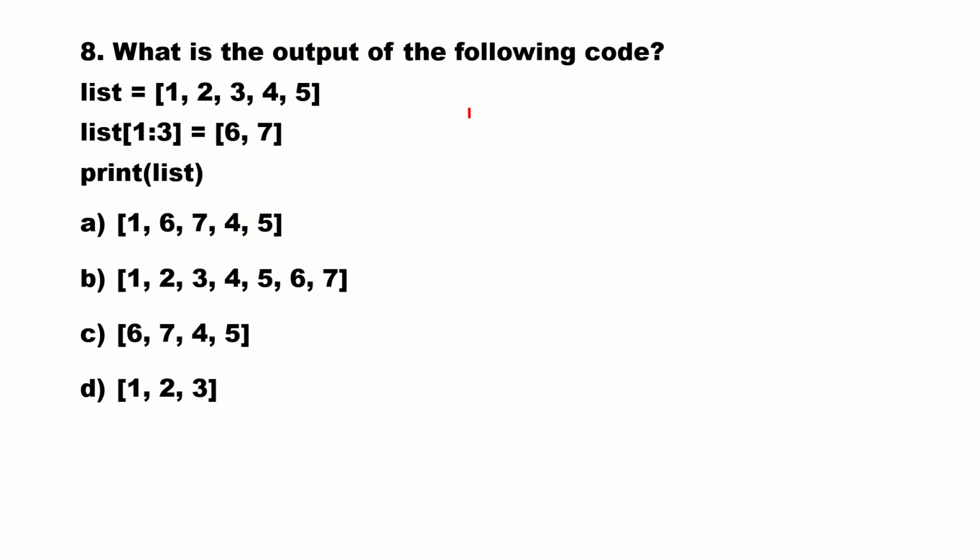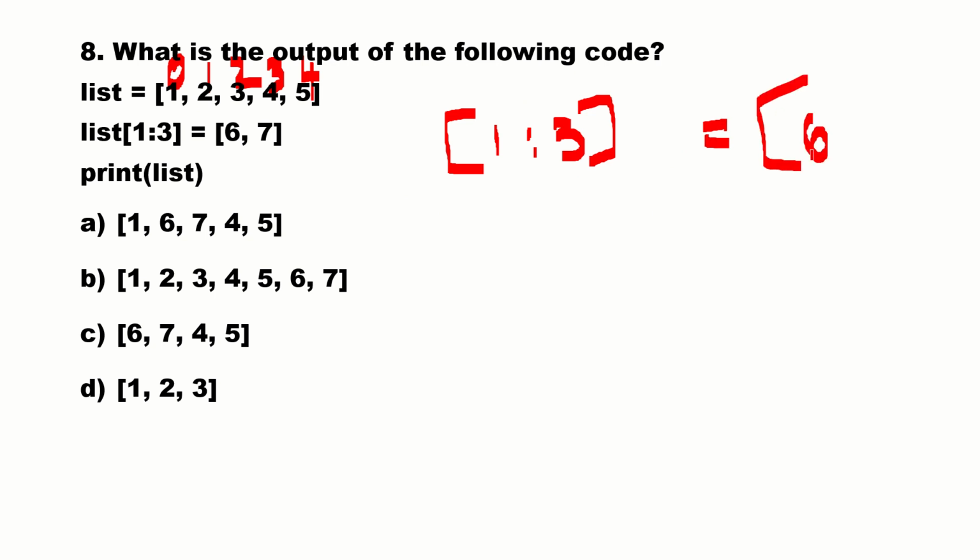What is the output of the following code? Here a range is given. What is the range of this one? 1 and 3. This is the range given. That means index 1 to 3. So this is index 0, this is 1, this is 2, this is 3 and this is 4. They have told that index 1 to index 3 should be changed to the elements 6 and 7. So here you are creating a list slice now.